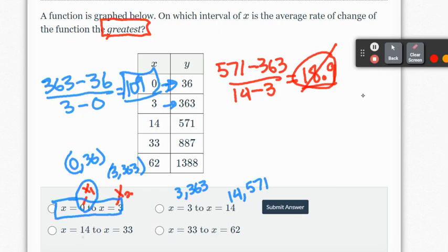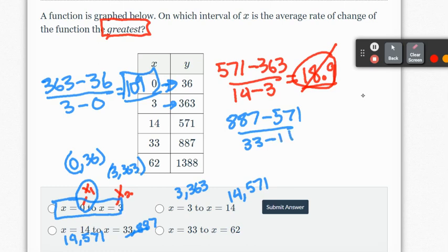We got 14. 14 goes with 571, 33, which goes with 887. So we take those coordinates off to the side and work it. So it's 887 minus 571 over 33 minus 14. And then we throw that in our calculator. We're going to get another decimal, 16.6. And 16.6 is still nowhere near 109. So that is not my answer. Still 109 is the winning candidate.